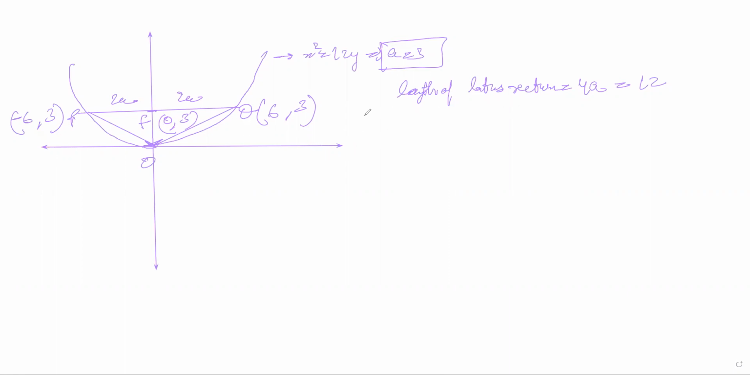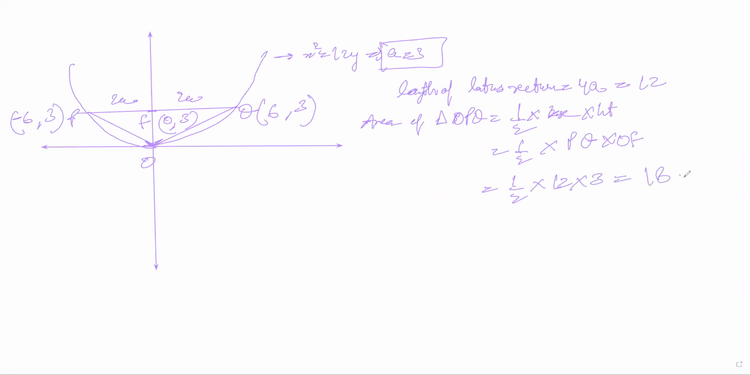Right? So the area of triangle OPQ can be calculated as half into base into height, or rather we can write it as half into PQ into OF. So PQ is 12, OF is 3, hence this has to be 18 centimeters square. That's the unit.